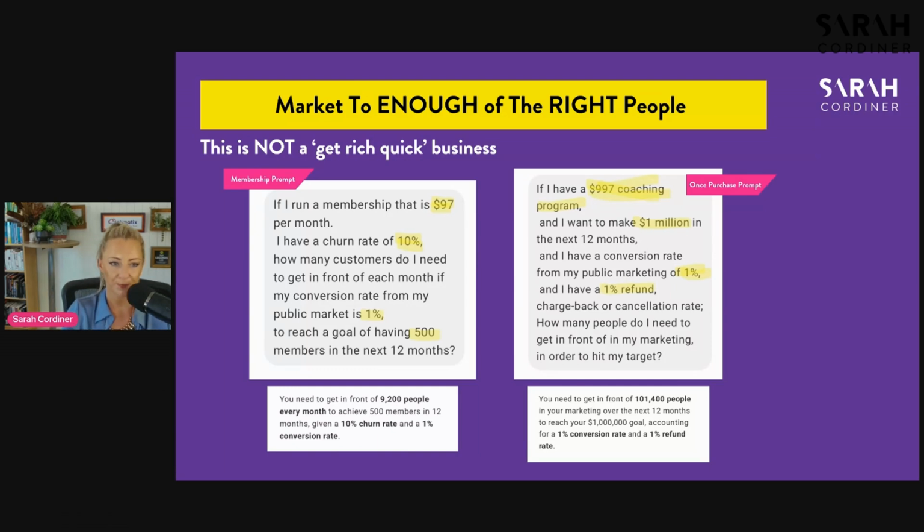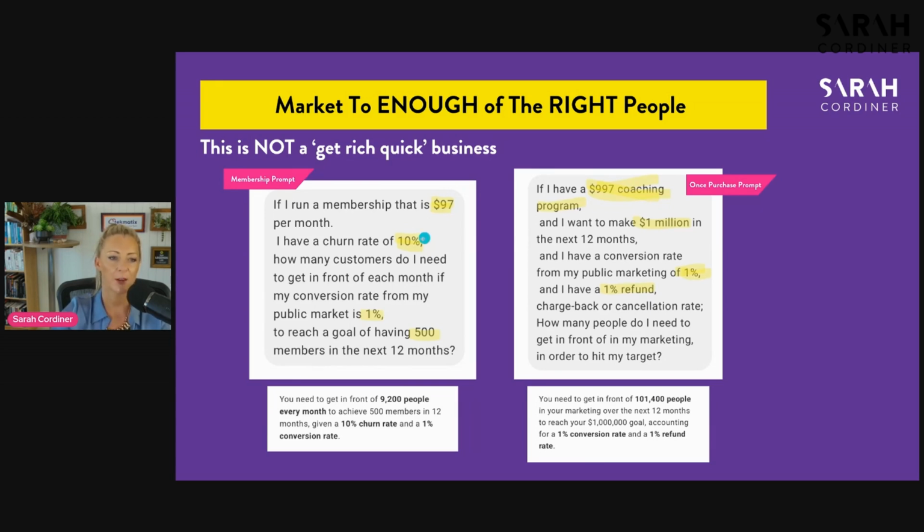For example, those of you who are creating a membership, you're going to go to ChatGPT and you're going to type this in. If I run a membership that is X dollars per month and I have a churn rate of X%. Now, by the way, what's churn rate? If you don't know what yours is, expect it to be high. I would always overestimate your churn rate so that you can get a real number. Churn rate means how many people are leaving your membership.